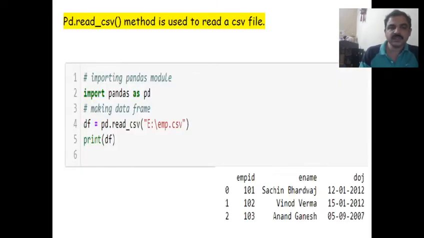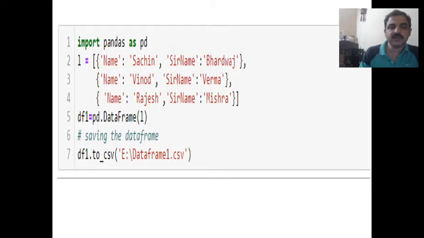So there are two functions used here. One is read_csv for reading the CSV file. The other one is the to_csv function, which transfers data to a CSV file. I'll just demonstrate this with an example.